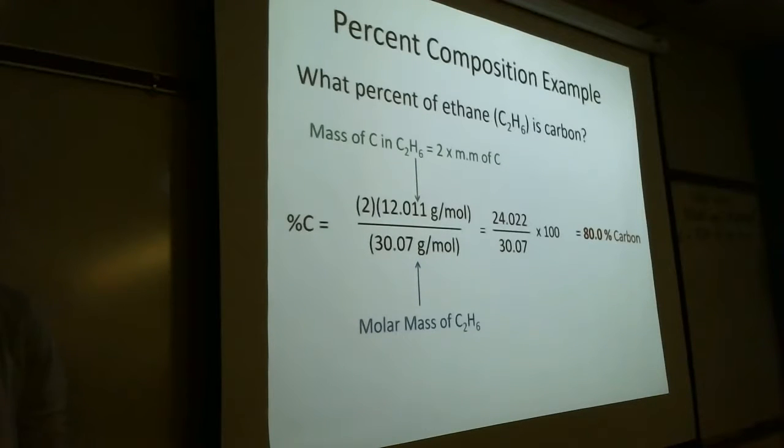So this would be 80%. And then to get percent hydrogen, I could do it the exact same way, right? 6 times 1.008 divided by 30.07, that would work. Or I could just subtract 80 from 100, right? Get the same answer either way. Does this make sense? Element of interest divided by total molar mass.